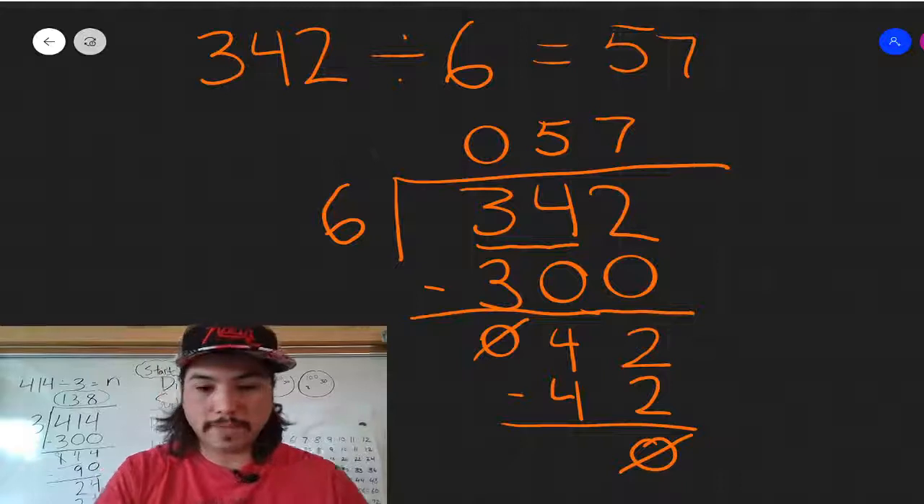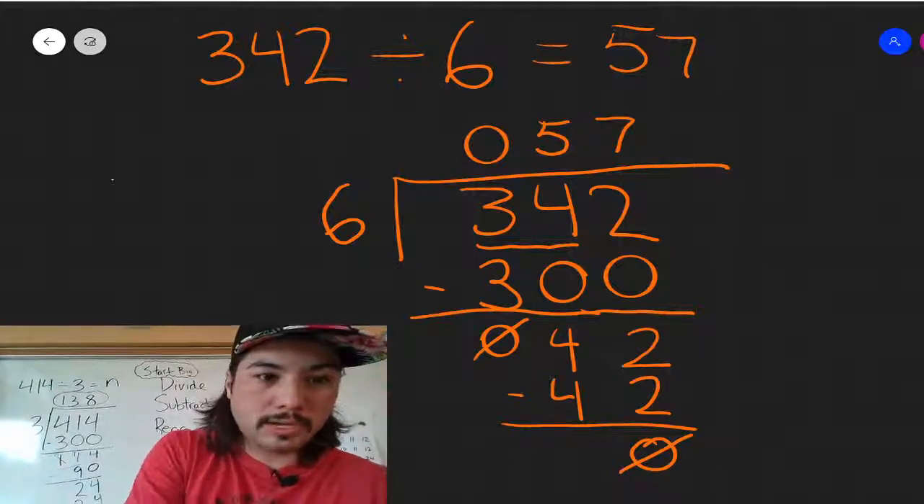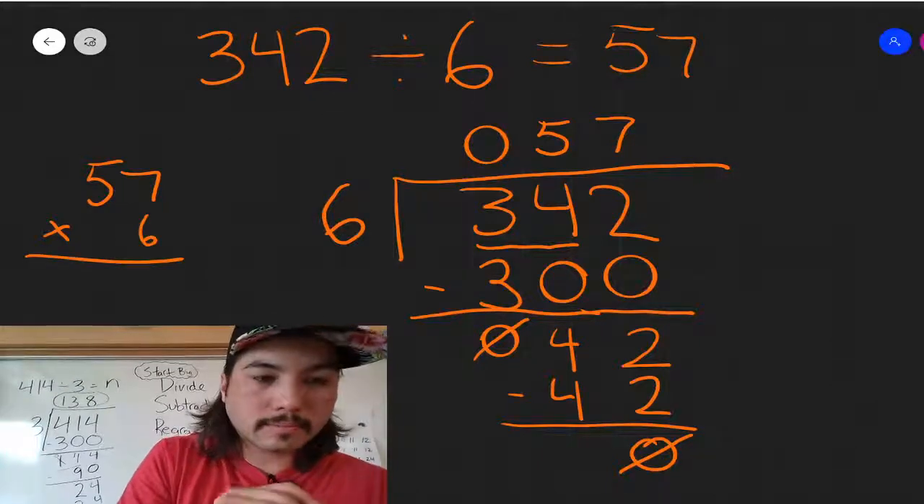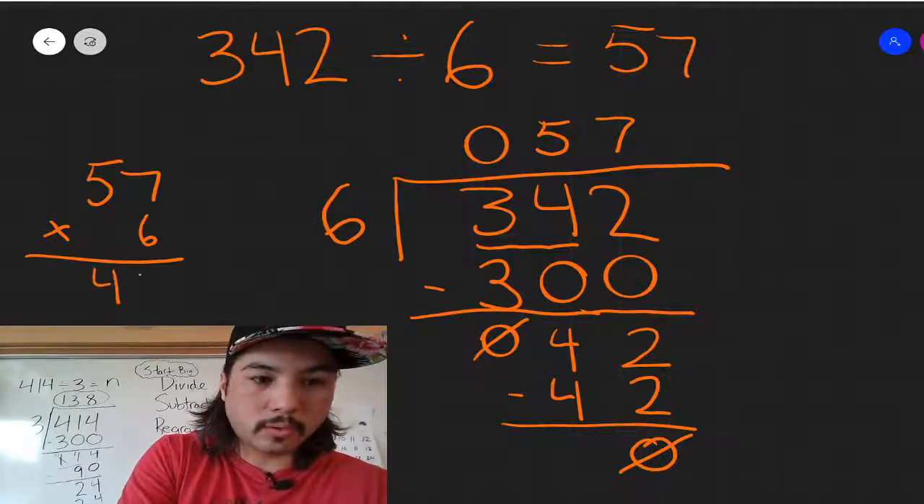And I can confirm that with some multiplication. I could do 57 times 6, right? 7 times 6, 42.